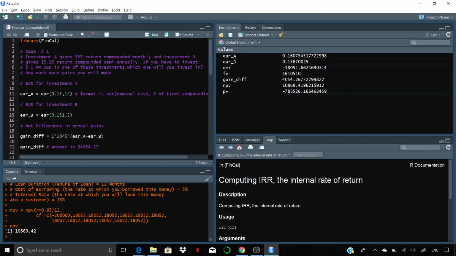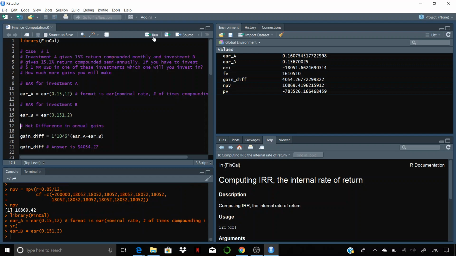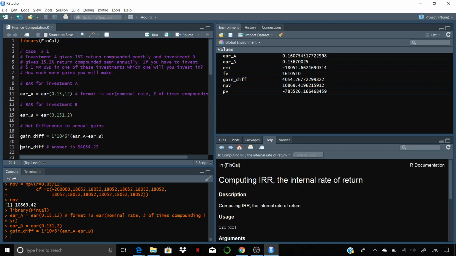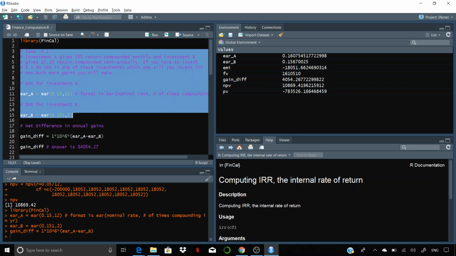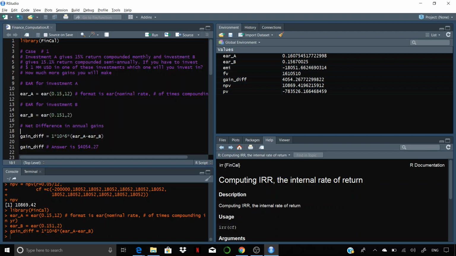I'm going to switch to my RStudio over here, and I have already installed it. So what I'm going to do now is basically load this library, which is capital F-I-N, capital C-A-L. Once you load the library, we are looking at the first case. And if you remember the first case, this is mentioned right over here, where I'm highlighting, and I have done the math over here, right? So if you remember, the first investment is giving a nominal interest rate of 15%.